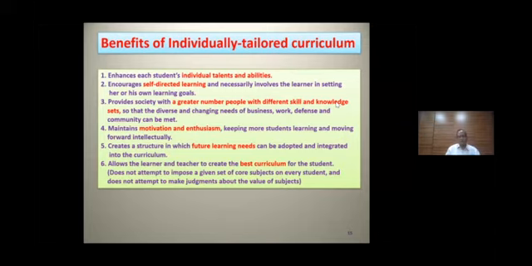Therefore, once the curriculum is decided in that manner, if it is tailored to the need of the student, then students will have very high enthusiasm in learning that. Learning will take place with self-directed learning. They will be spending more time on learning rather than attending lecture classes. Next.